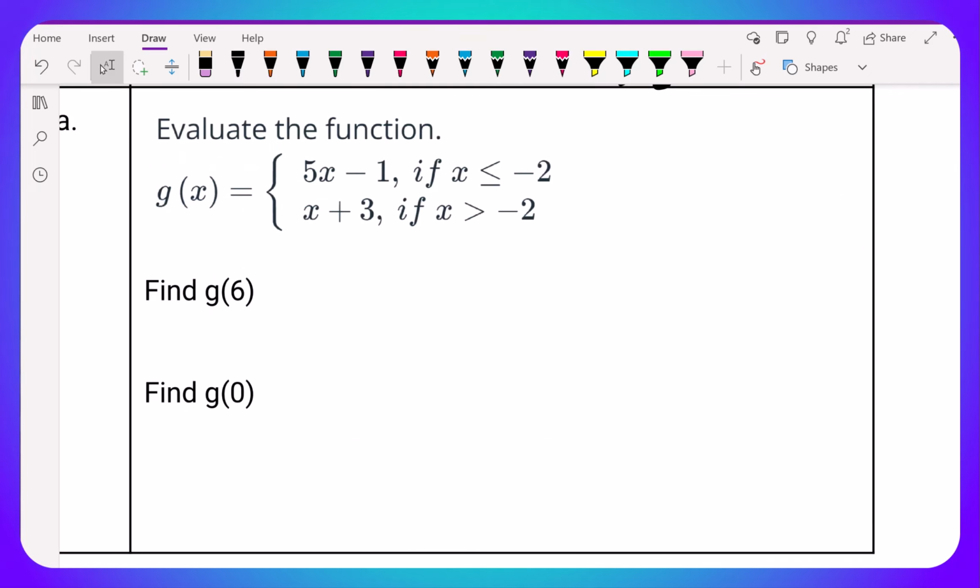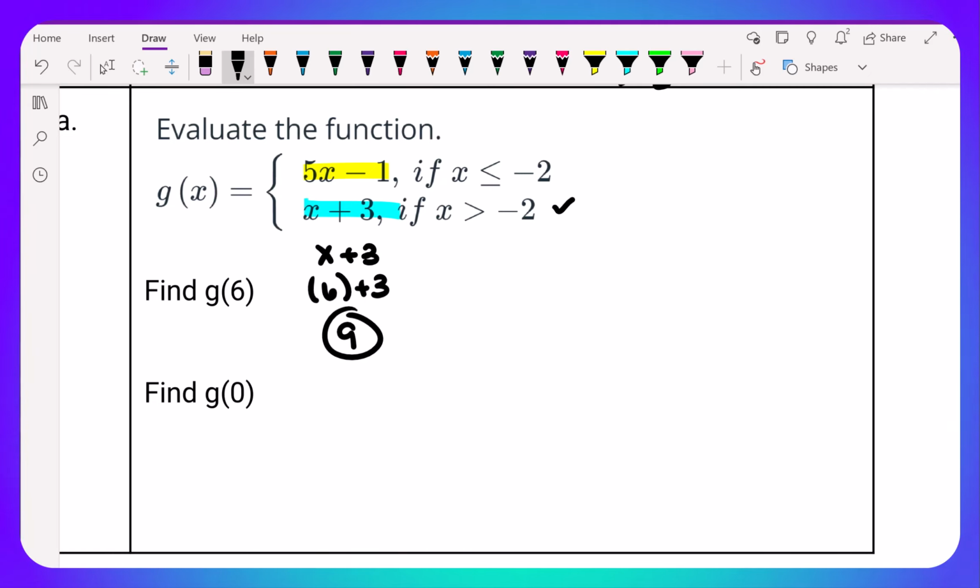Okay, and our final practice question is evaluating a piecewise function. It says to evaluate g of 6. So you're going to have to pick which piece this is in. So where is x equal to 6? It fits into this category, right? So I'm going to plug in 6 into x plus 3, and that is going to be 9.